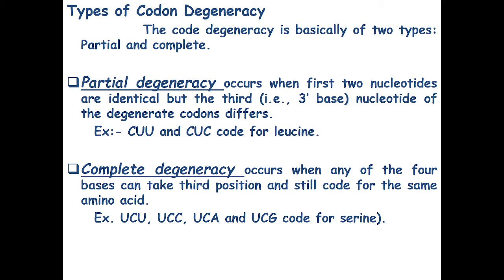Now there are 2 types of degeneracy. One is partial degeneracy, where only the third letter varies, and there is complete degeneracy, where the third letter can be any of the 4 nucleotides, as you can see: U, C, A and G.